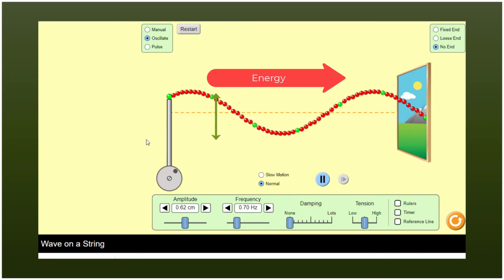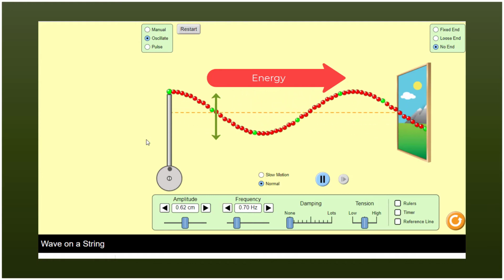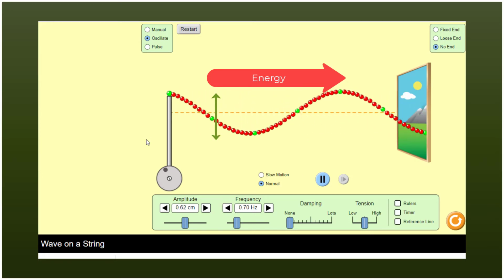This is an example of a transverse wave. Particles in the rope oscillate at right angles to the direction the wave energy is travelling in.